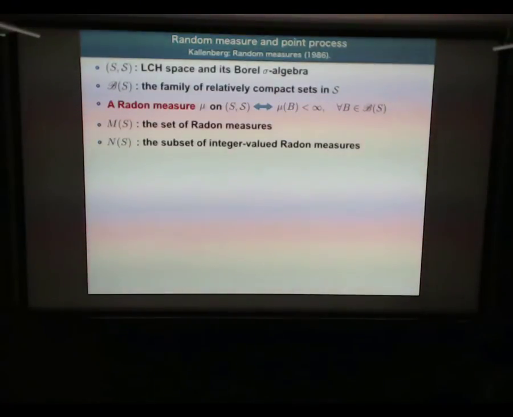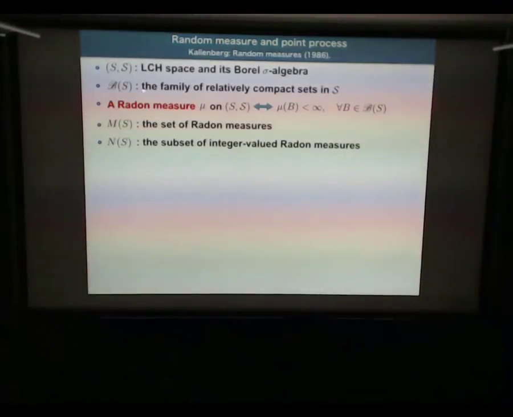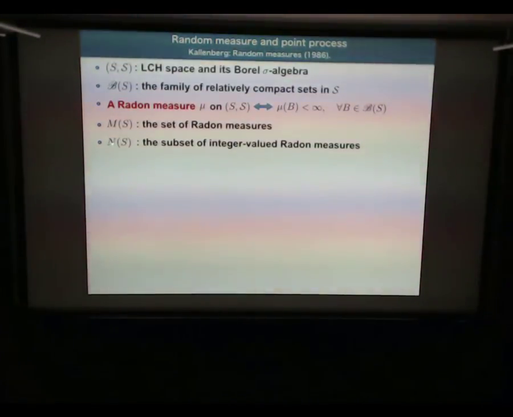And in order to precisely explain the content, let me briefly introduce several concepts from random measure theory. Basically, it follows the standard textbook by Kallenberg. Let S be a locally compact Hausdorff space, and script S be its Borel sigma algebra. And let B be the family of relatively compact sets in S. Then, a Radon measure on S is defined as a measure whose value is finite for all relatively compact sets. And let me denote the set of Radon measures by M, and N the subset of integer-valued Radon measures, like counting measures.